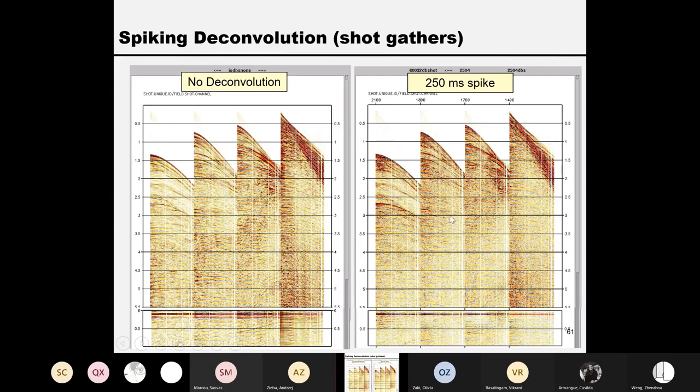Right. On the right-hand side here, this example is with 250 millisecond filter length. The gap is a spike, right? So the so-called spike decon. So gap is 1 sample, and the filter length 250. Okay, let's see the result from autocorrelation. You can see, compare these 2 autocorrelations. After spike decon, you keep the first zero lag almost untouched, but the multiples here disappear, right?